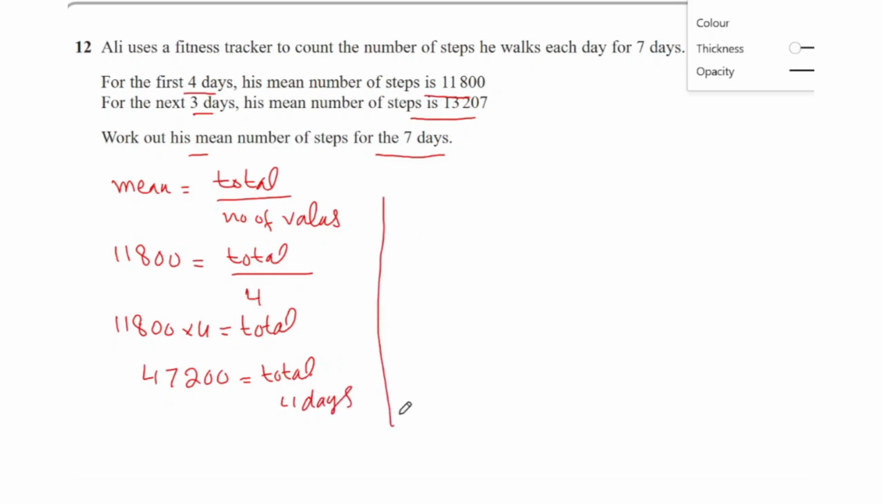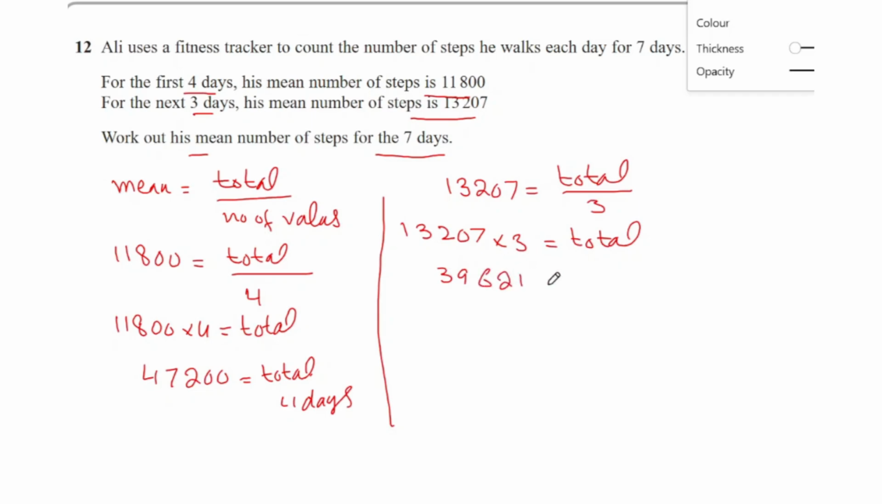Now similarly we're going to work out for 3 days using the same formula. The mean is 13,207. We don't know the total, but for how many days? For 3 days. So we're going to multiply 13,207 by 3 to get our total. So that will be 39,621. You are allowed to use a calculator, guys. Don't try to do it by yourself. Use your calculator. So this is the total distance.